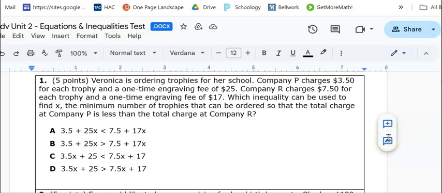Veronica is ordering trophies for her school. Company P charges $3.50 for each trophy and a one-time engraving fee of $25. Company R charges $7.50 for each trophy and a one-time engraving fee of $17. Which inequality can be used to find x, the minimum number of trophies that can be ordered, so that the total charge at Company P is less than the total charge at Company R?